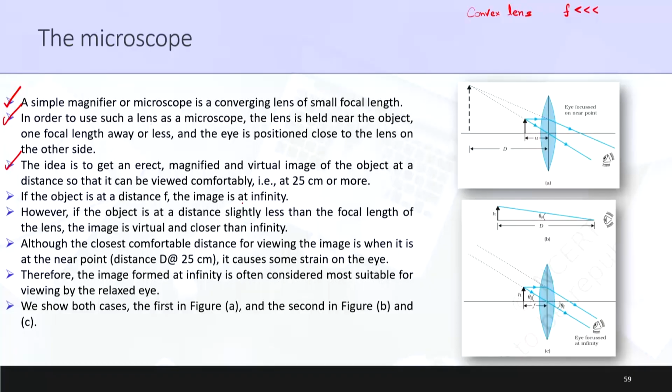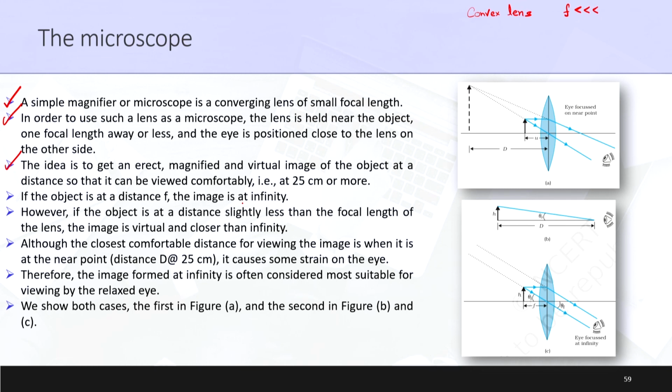When can we view it comfortably? The general eye can view an object very clearly if it is at a distance of 25 centimeters from you or more. So, more is always valid. Okay, so the idea is to get an erect, magnified and virtual image of the object at a distance so that it can be viewed comfortably, that is at 25 centimeters or more.